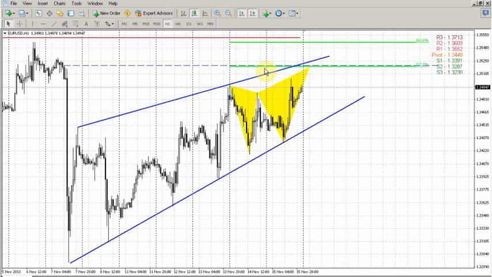Well, that's in general what I would like to see on the euro currency and what I will monitor on the euro currency in the beginning of the week.